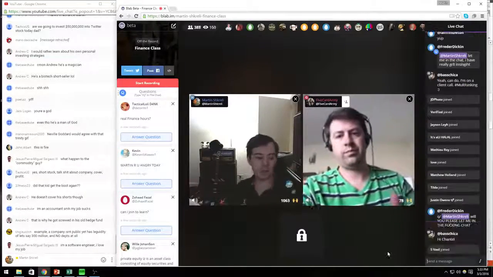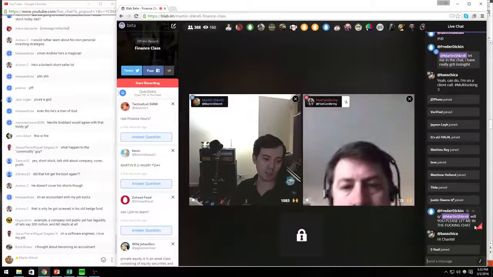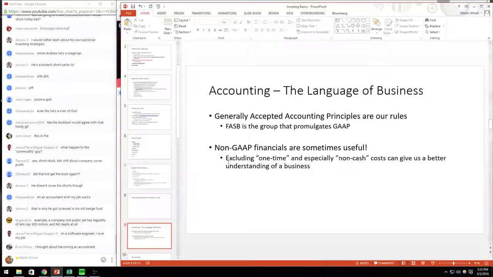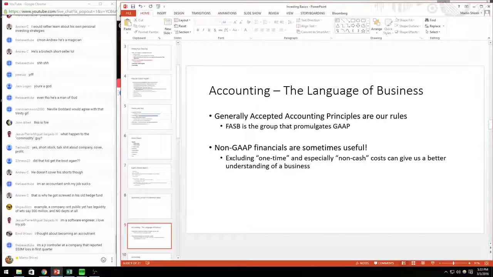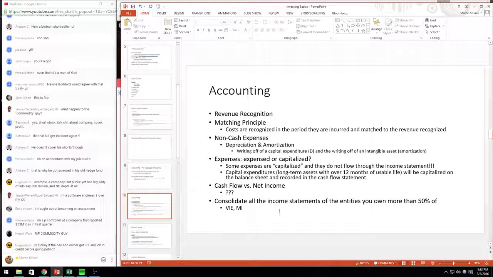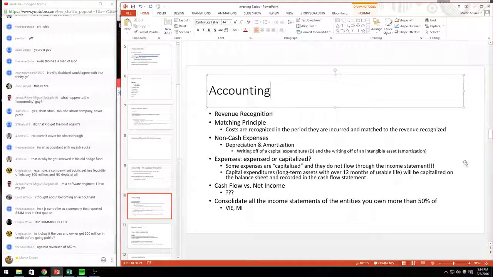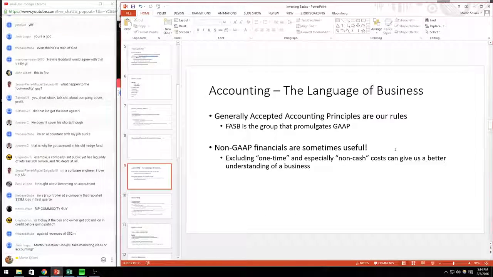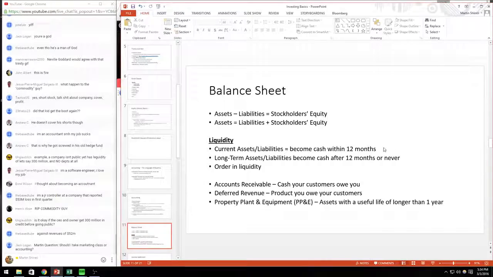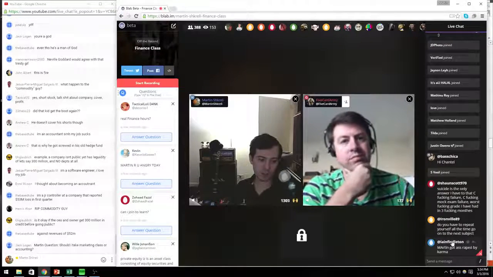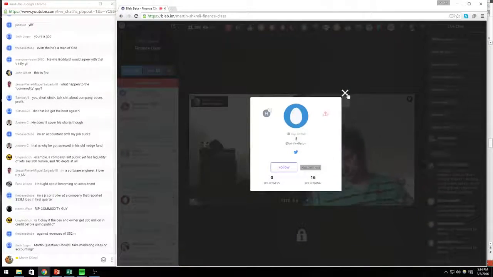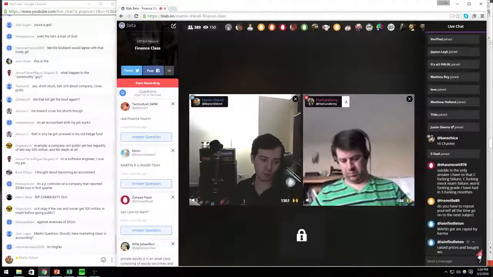So we spent some time on GAAP and FASB and some of those rules. There's some more notes in the PowerPoint on accounting as well, such as expenses and non-cash expenses and things like that. We talked a little bit about non-GAAP accounting and how it can be useful sometimes. We spent some time on the balance sheet and the income statement, and we're going to continue to do that.